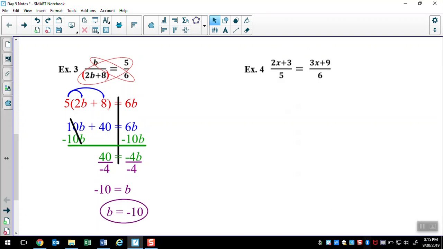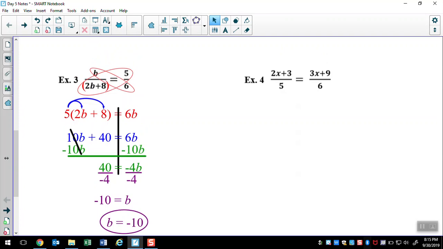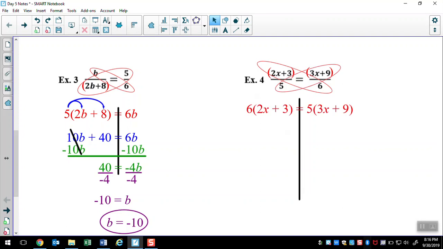Alright, let's do one more of these together. This time I've got 2 spots that need parentheses. The 2x plus 3 and the 3x plus 9. I'm going to continue the same way I did before. So I have this set of diagonals, and I have this set of diagonals here. Alright, so when I bring them down, I've got 6 times 2x plus 3, and then I have 5 times 3x plus 9. Make sure you use your parentheses. Draw my line, and now I'm going to simplify.